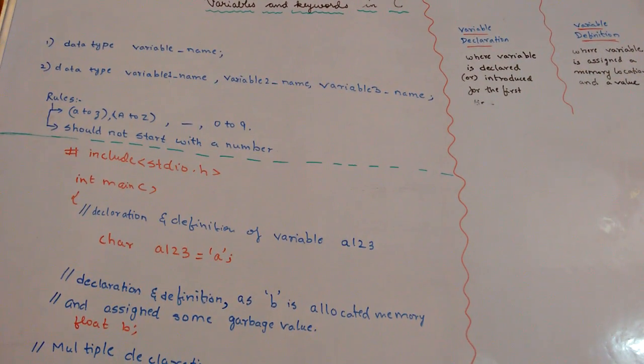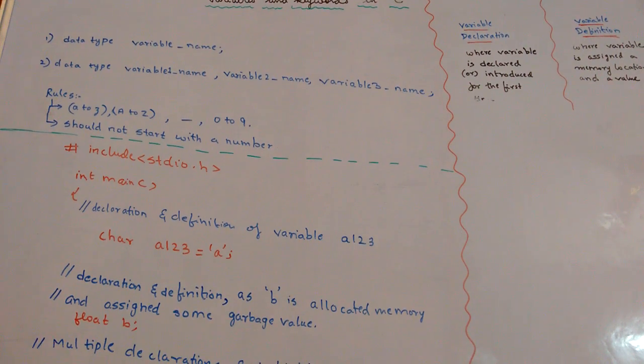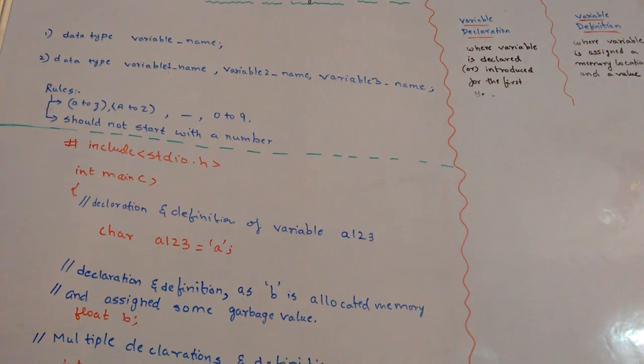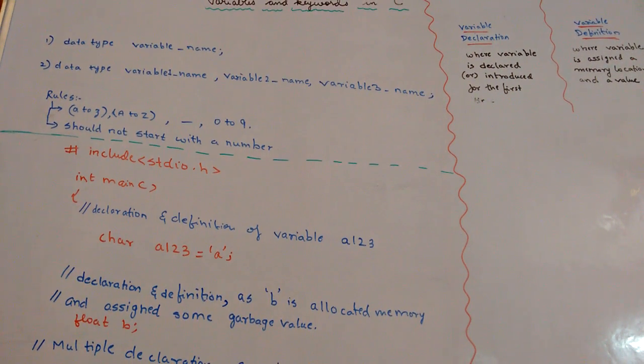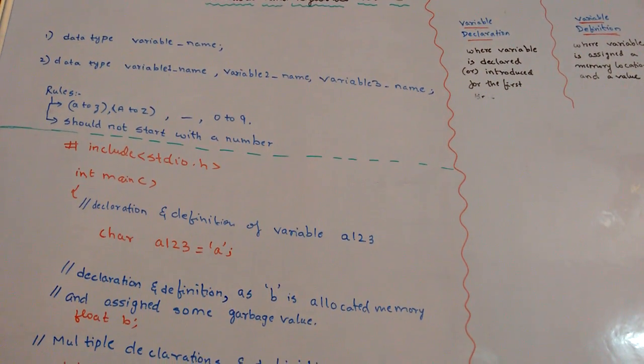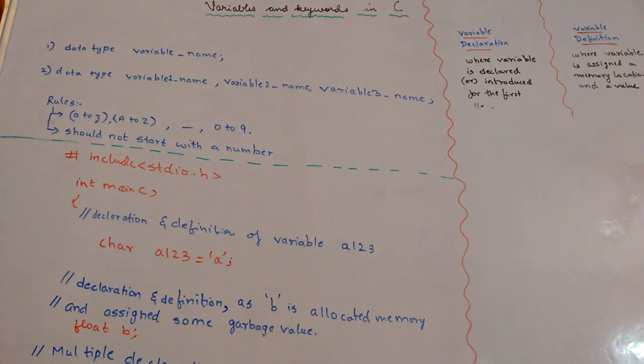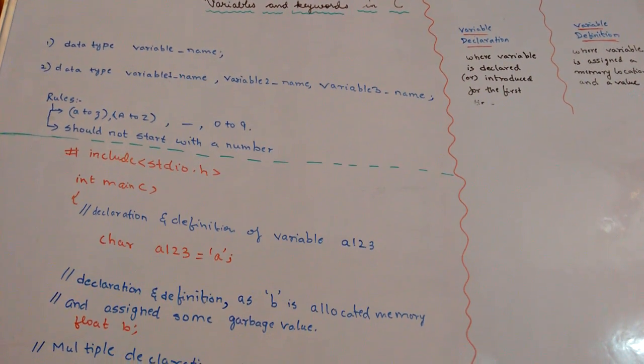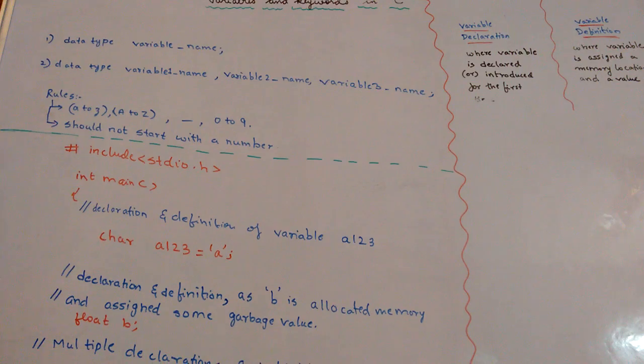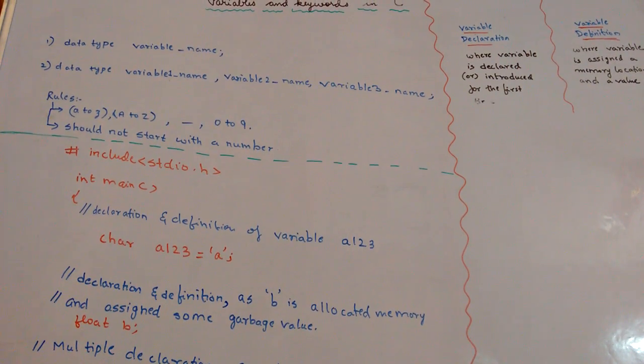Different types of variables would require different amounts of memory. For example, maybe a character variable may require 1 byte. Maybe an integer variable may require 4 bytes. Maybe a double variable may require 8 bytes, and so on. Different types of variables would require different amounts of memory.